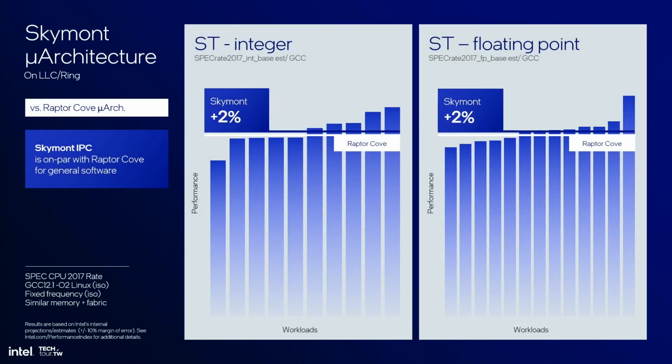This is IPC. This isn't peak performance. This isn't frequency. Raptor Cove runs at 6+ gigahertz, right? Absolutely amazing. Wonderful core. SkyMont, we're not trying to run at 6 gigahertz. This is not the goal. But this is IPC. Again, this is the same workload that I've shown you for all of these. This is GCC, spec 17 estimated, compiled O2 out of the box. 2% higher on int, 2% higher on FP.